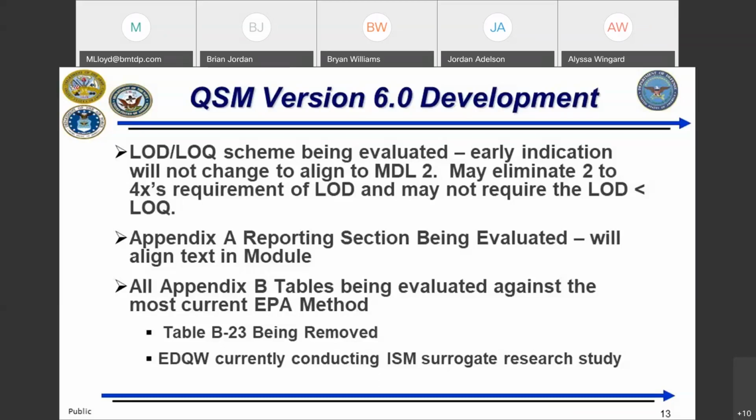However, we are currently conducting an ISM surrogate research study. I reached out to all of our DoD ELAP laboratories to ask for participation in that study. If for some reason you did not respond back saying that you wish to participate in the study and your laboratory has capability, feel free to email me and I will get you into that study.